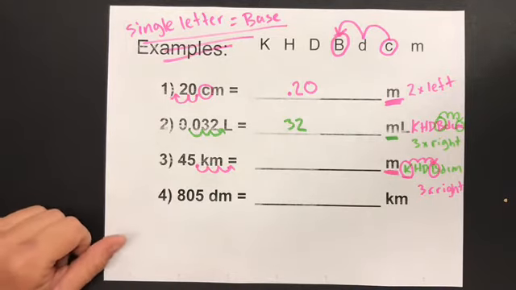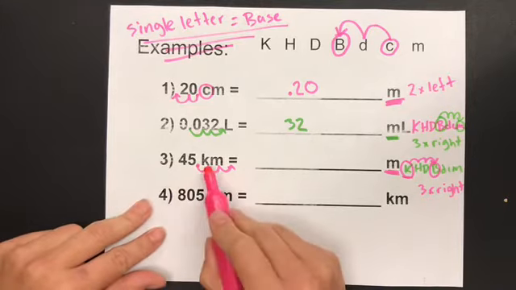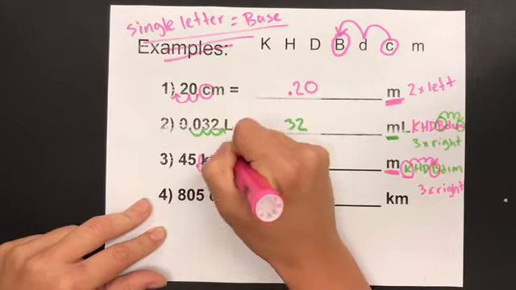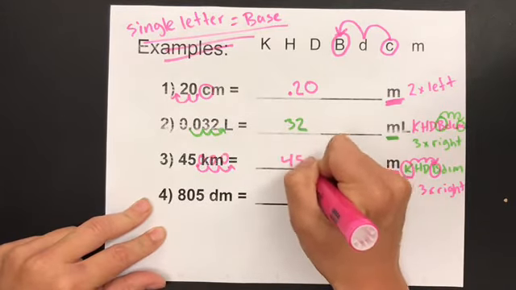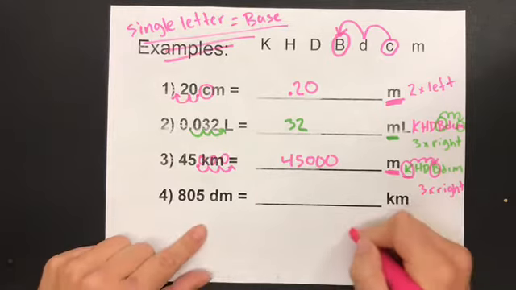Okay, what does that mean? We got 45 and then a bunch of blank spaces. Anytime you're jumping and there's nothing there, you're going to add zeros into it. So that means you end up getting 45,000. All right, last one.